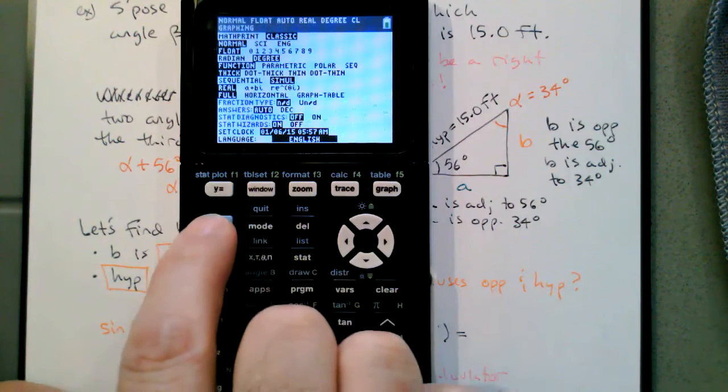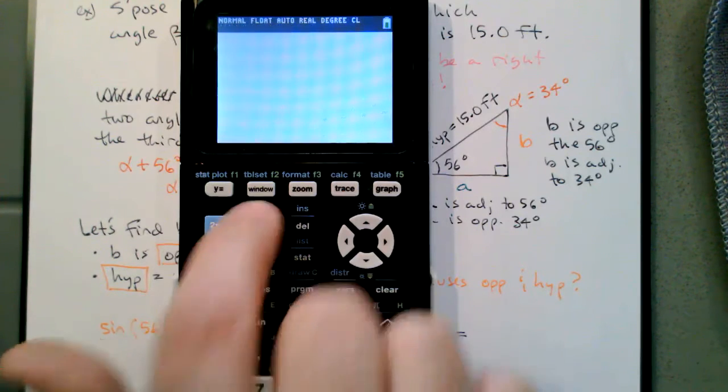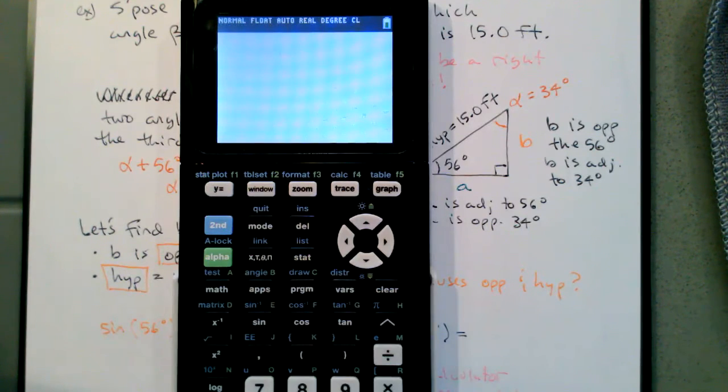So now I'll get out of the mode screen by pressing second and quit. And I'm just going to put in what I want the calculator to tell me. I want 15.0 times the sine of 56. I don't have to put degrees because I told the calculator that angles are going to be measured in degrees. Just close parentheses and hit enter. And we'll have 12.43556359.